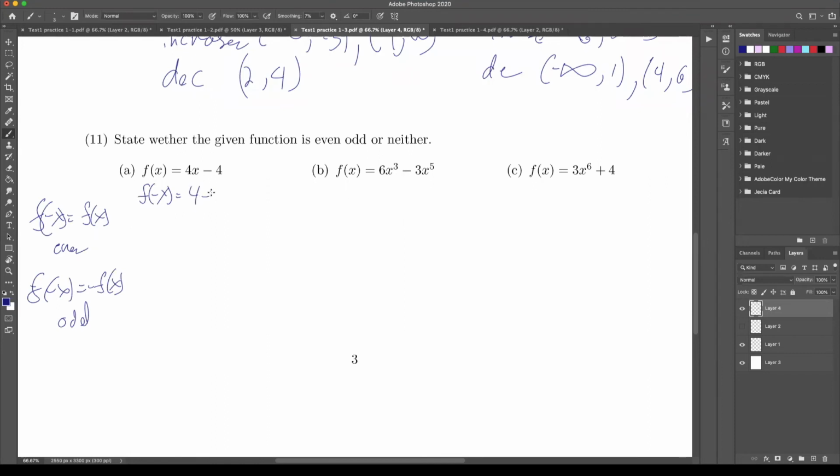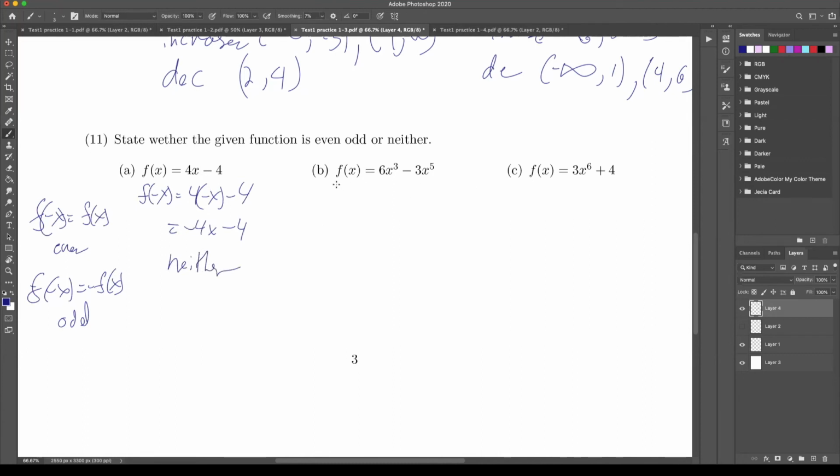I get 4 times minus x minus 4, which will equal negative 4x minus 4. This is neither the same function nor the opposite of the function, since I swap signs here, but I don't swap signs here, so this is neither.